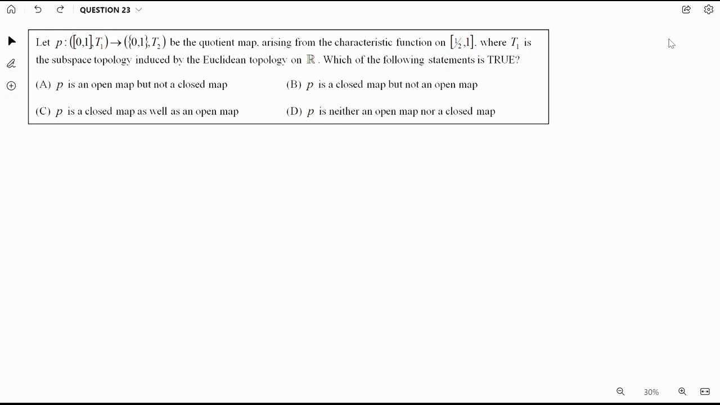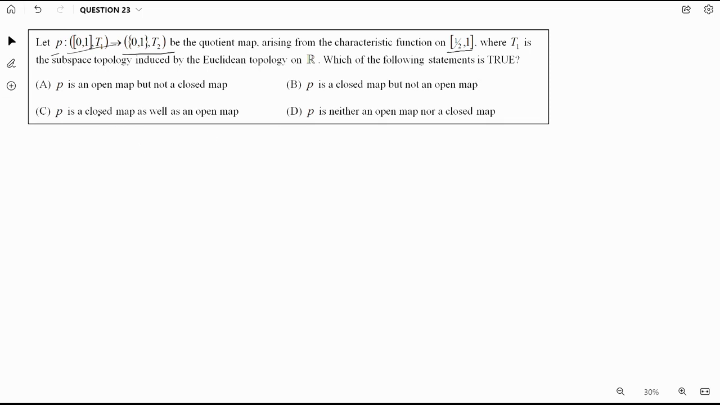Today we are going to solve the 23rd question from GATE 2022. This is a topology question. We are given a map P from this space to this space, and this map arises from the characteristic function on this closed interval [1/2, 1]. T1 is the subspace topology induced by the Euclidean topology on R, and we have to find out which of the following statements is true.